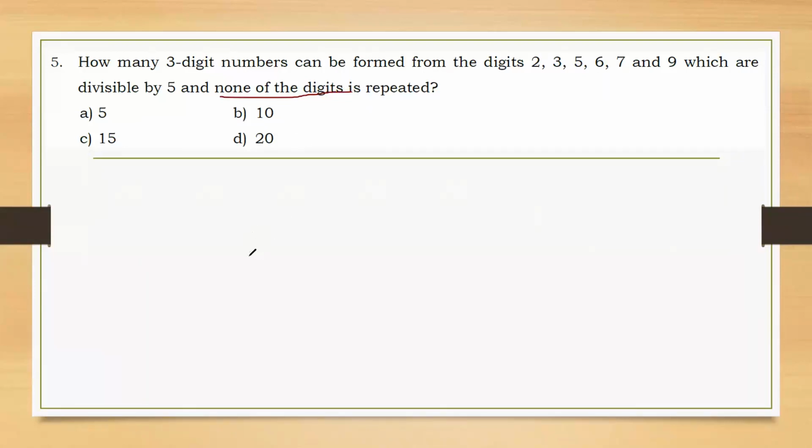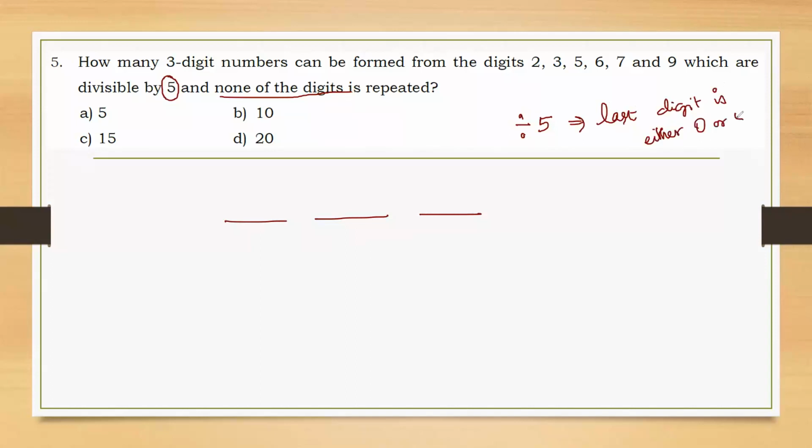So we are going to form a 3-digit number, right? And then the formed number must be divisible by 5. Okay, what is the rule for 5? If a number is divisible by 5, what is the condition? What is the condition for 5? Divisibility rule for 5. Last digit, yes, good. So the last digit is either 0 or 5.